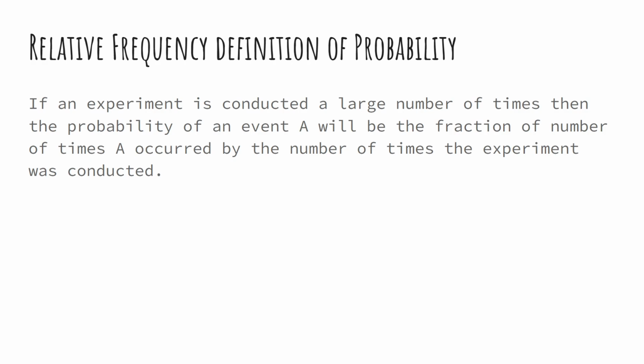Here we perform the experiment again and again, and based on that we decide what should be the probability of A and the probability of B. So the probability of event A will be the fraction of the number of times A occurred by the number of times the experiment was conducted.